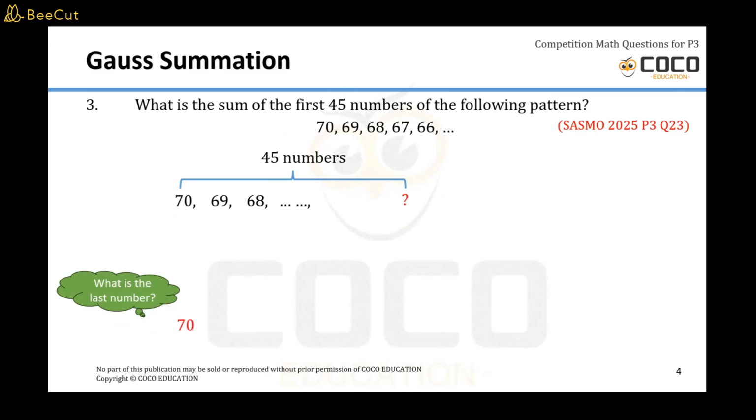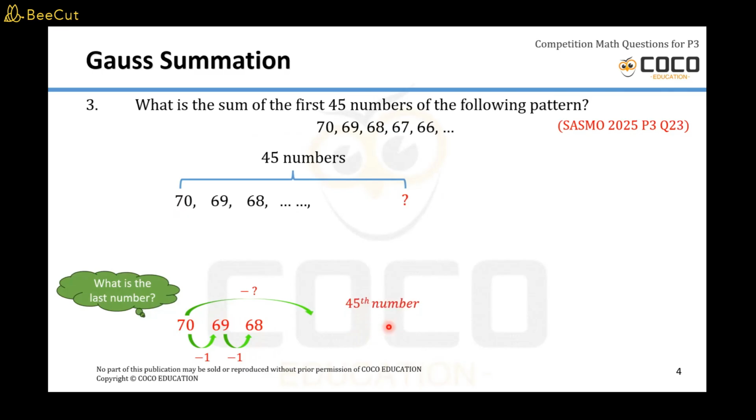So we start from 70. 70, we need to minus 1. You see the pattern is minus 1, minus 1. So minus 1, you get 69. Minus 1, you get 68. So how many minus 1s do we need? We don't know. We need to find out. So again, 2 numbers, 1 interval; 3 numbers, 2 intervals. So the number of intervals will be 1 less than the number of numbers.